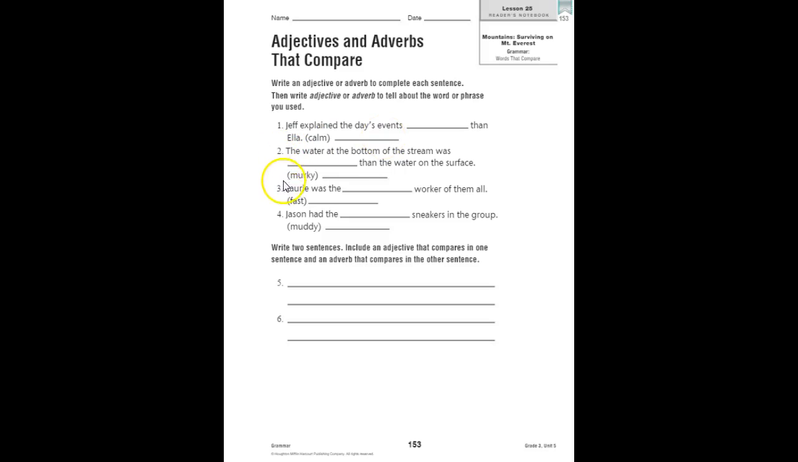Okay, you're going to do that for 2 through 4. And then you're going to write two sentences, including an adjective that compares in one sentence and an adverb that compares in the other. So this is just a great review of adjectives and adverbs that compare. When you're finished with this page, please come back to the video.